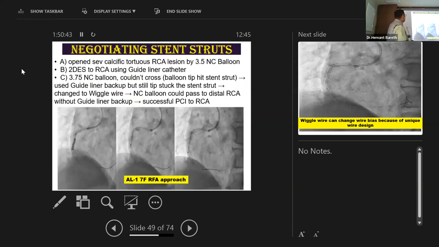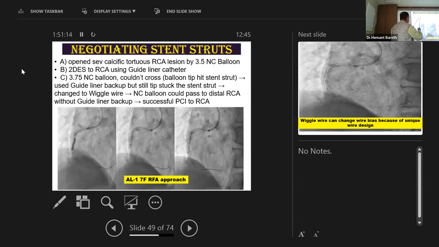So here let us see, these are three frozen frames. In this case a similar approach was used. It was a severe calcific tortuous RCA lesion, which was dilated with a non-compliant balloon. Two drug-eluting stents were tried, but the stents could not pass.